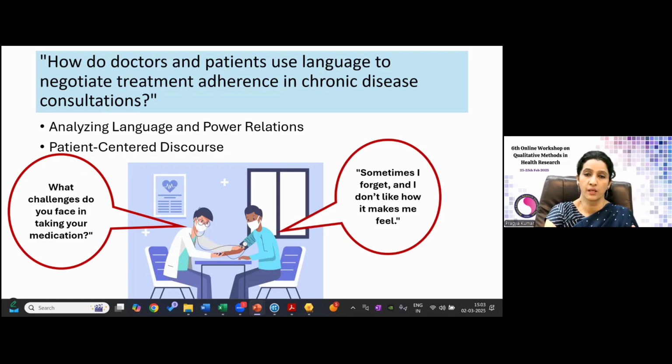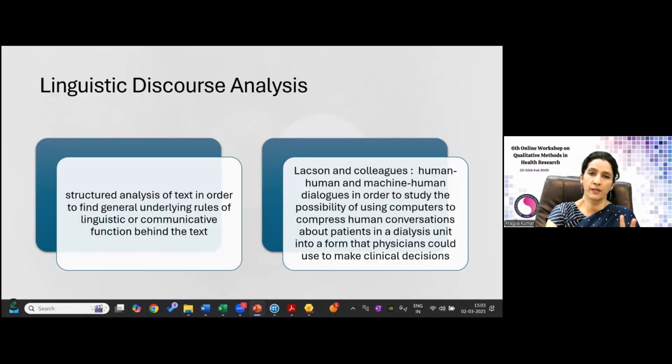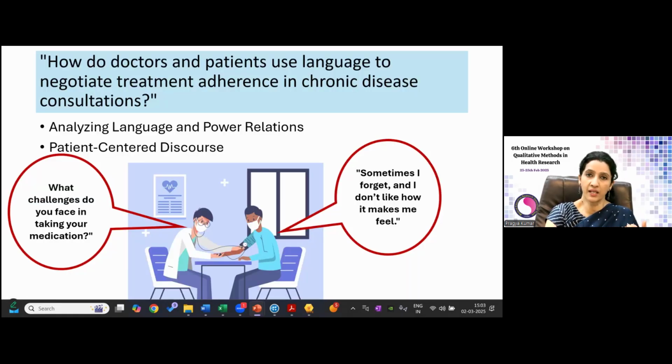I don't know. I don't like how it makes me feel. So that's why I don't like to take the medicine. And this is the reason. Sometimes I forget also. And sometimes I don't like the feeling. So this is like the discourse. So whenever you see the language and understand how it affects our reality, that's the type of discourse analysis.